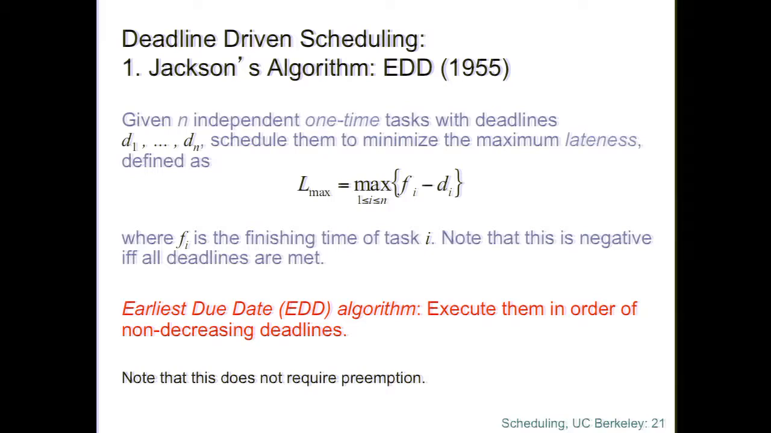So you have n independent one-time tasks, according to Jackson, and you want to minimize the maximum lateness. And Jackson's theorem is that the earliest due date algorithm works. Execute them in the order of non-decreasing deadlines. Just take the problem set that is due the soonest and do that one. And then do the problem set that's due the next soonest and do that one. Do it to completion. Notice you don't need preemption here. You don't have to stop doing a problem set to start doing another one, which is also good. Multitasking has overhead.